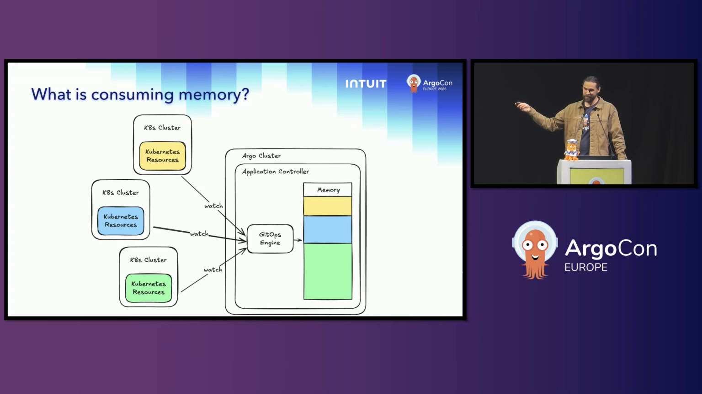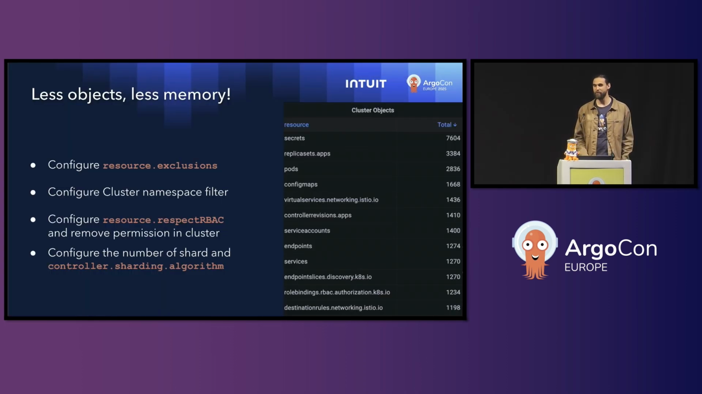Well, we've talked about GitOps Engine, and we know it watches all the cluster. When it watches a resource, it keeps that resource in cache. So as you add clusters in your Argo instance, the cache is going to grow, and the memory is going to grow with it. So how can we reduce the memory? Well, we can watch fewer objects. Again, we can exclude what we don't need to watch.